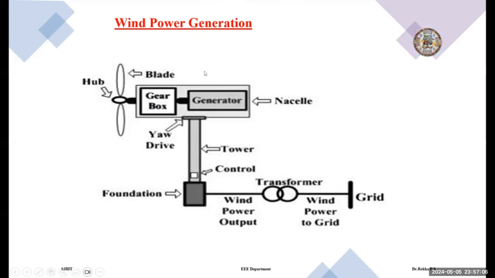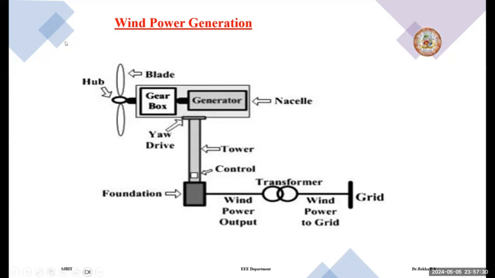Wind possesses high kinetic energy. If this kinetic energy of wind is used as mechanical energy, then this mechanical energy can be converted into electrical energy. This is the basis of a wind power plant. So how do we convert this kinetic energy to mechanical energy? That is the thing we have to know.